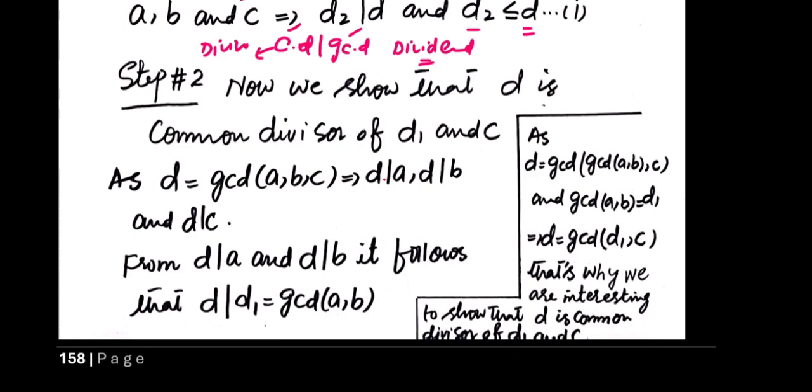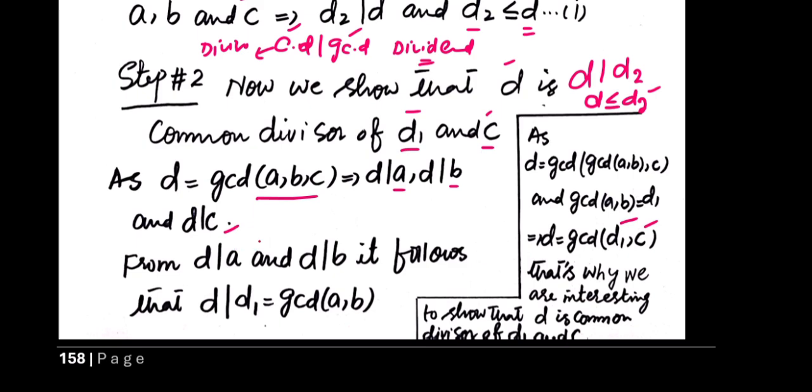Now we show that D is less than or equal to D2. Now we show that D is a common divisor of D1 and C. Actually here we will show that D divides D2 and D is less than or equal to D2. As D2 involves the numbers D1 and C here, that's why we will show that D is a common divisor of D1 and C. As D is a GCD of A, B, C, by definition of GCD, D divides all of the numbers A, B, C.